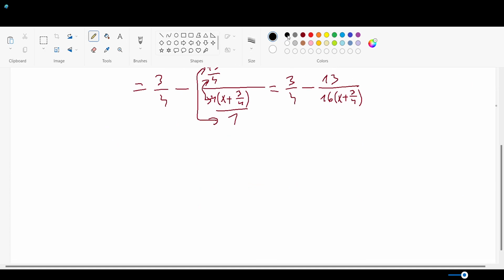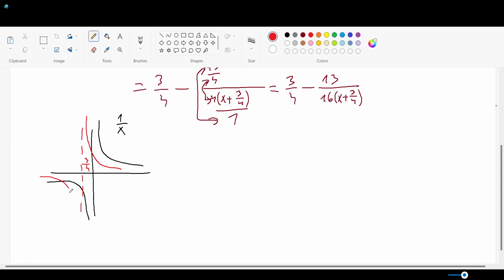So let's do it. Again, the same procedure applies. We start with the parent function 1 over x, which is this one. The second thing we do is the transformation, or we move the function, and we move the asymptote to negative 3/4, and this is our chart or graph of the function 1 over (x plus 3/4).